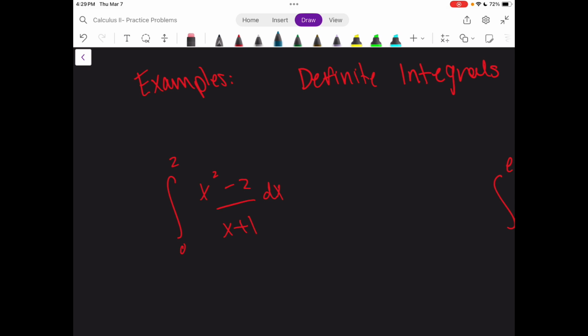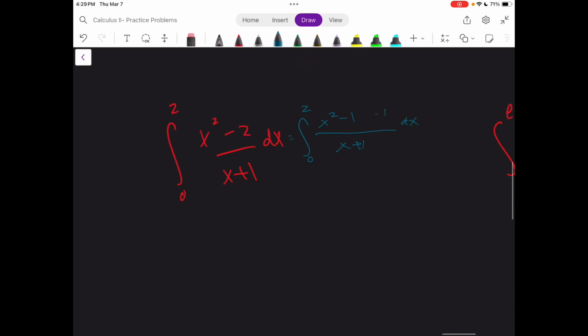But let's see. With this function, what I see when I look at this integral, it's the integral from 0 to 2, I see an x squared minus 1, and then another minus 1. Those negative 1s become that negative 2. And the reason why I want to split it up like that is because we're going to be able to rewrite this integral from 0 to 2.